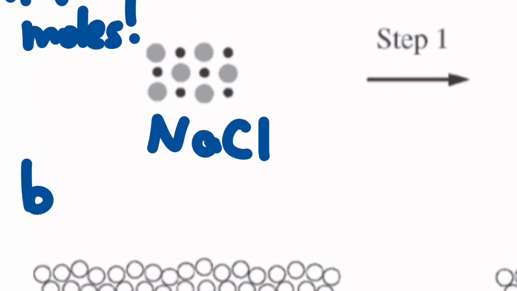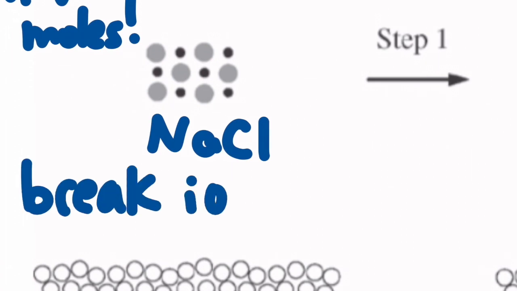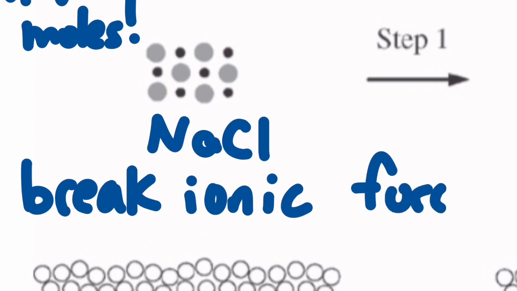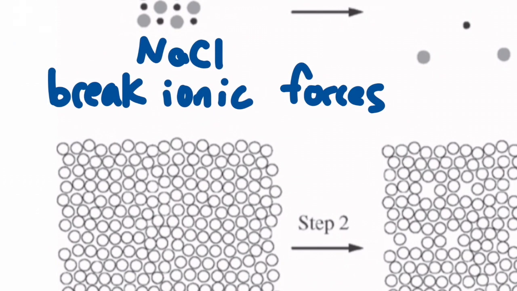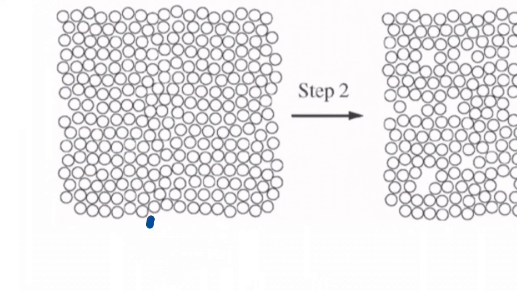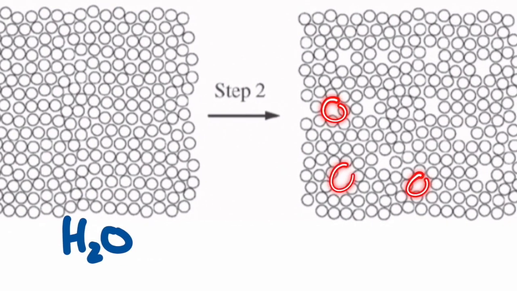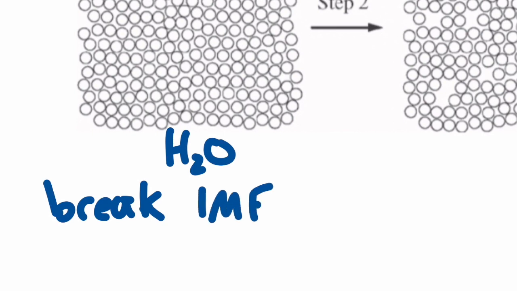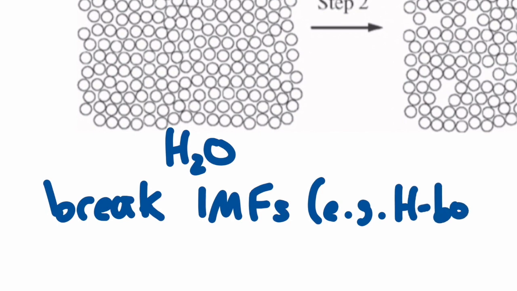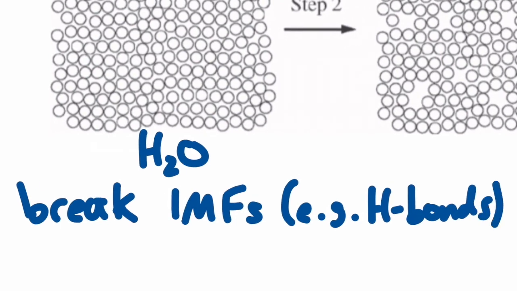That means you break ionic forces. And that's true for any solute. You break apart whatever force of attraction is keeping that solute together. Likewise, the solvent, let's say this is a bunch of water molecules, and the next picture shows spaces to make room for the solute particles. That means we're breaking the IMFs, for example, H bonds, when we form the solution.